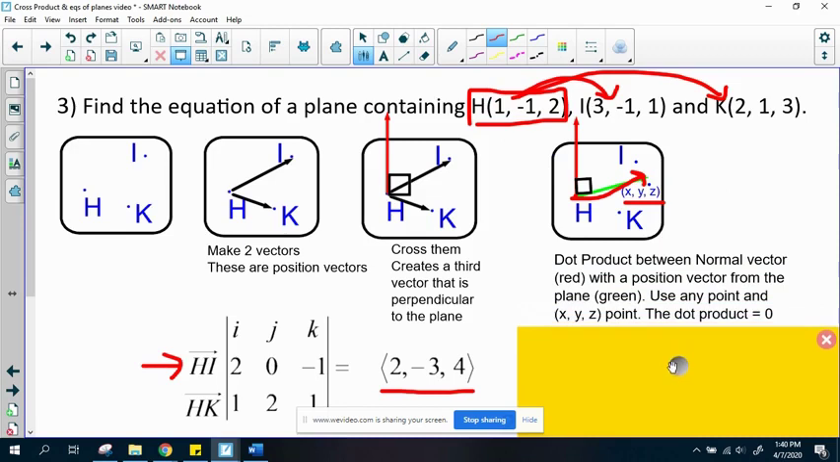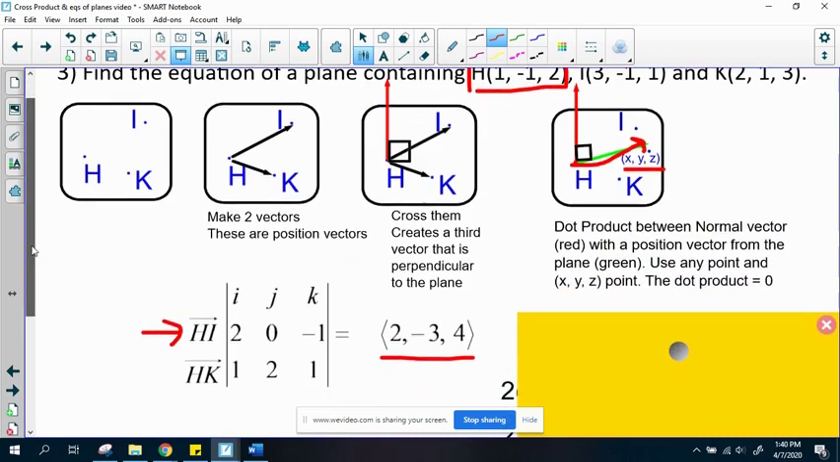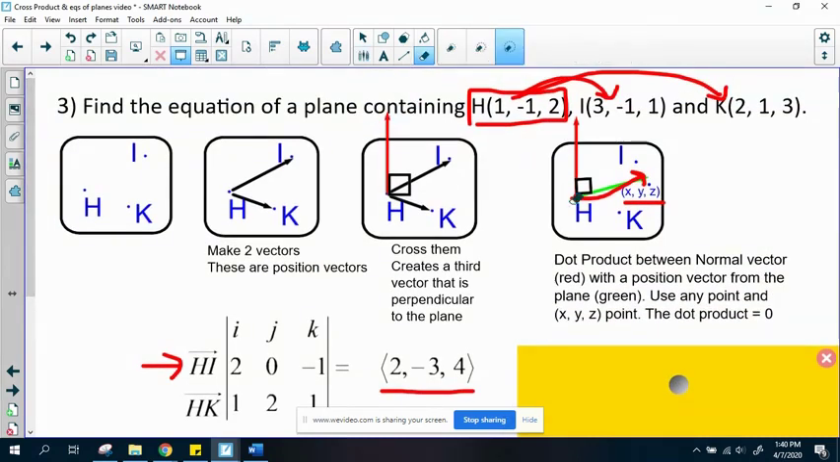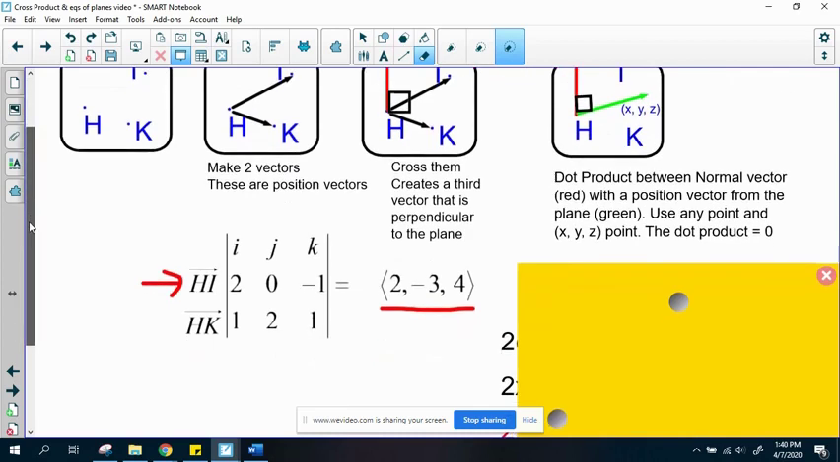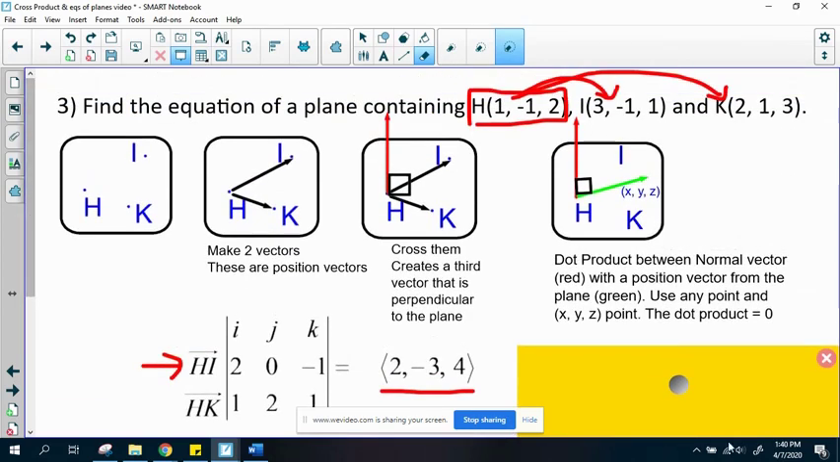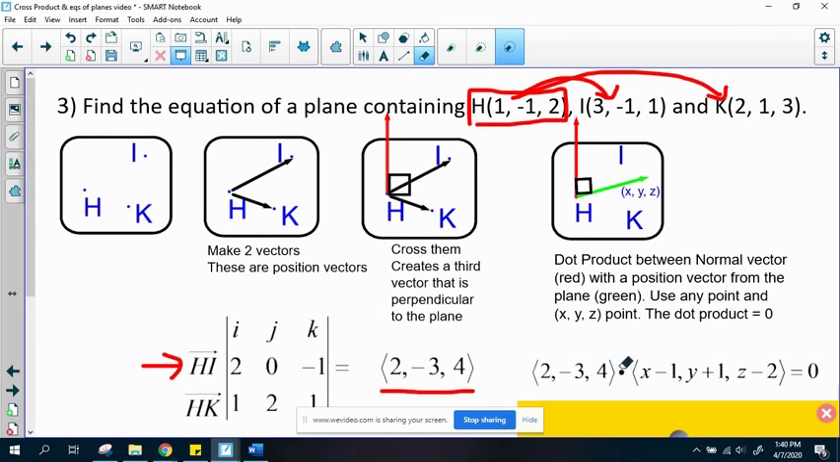So what that means is I'm going to take the dot product between the normal vector that we just found and the green vector, which is a position vector from H out to x, y, z. How do you find that vector? You just subtract. If H is (1, -1, 2), I'm going to do the dot product between my normal vector and (x minus 1, y minus -1, which is y plus 1, and z minus 2). That's where this part comes from.